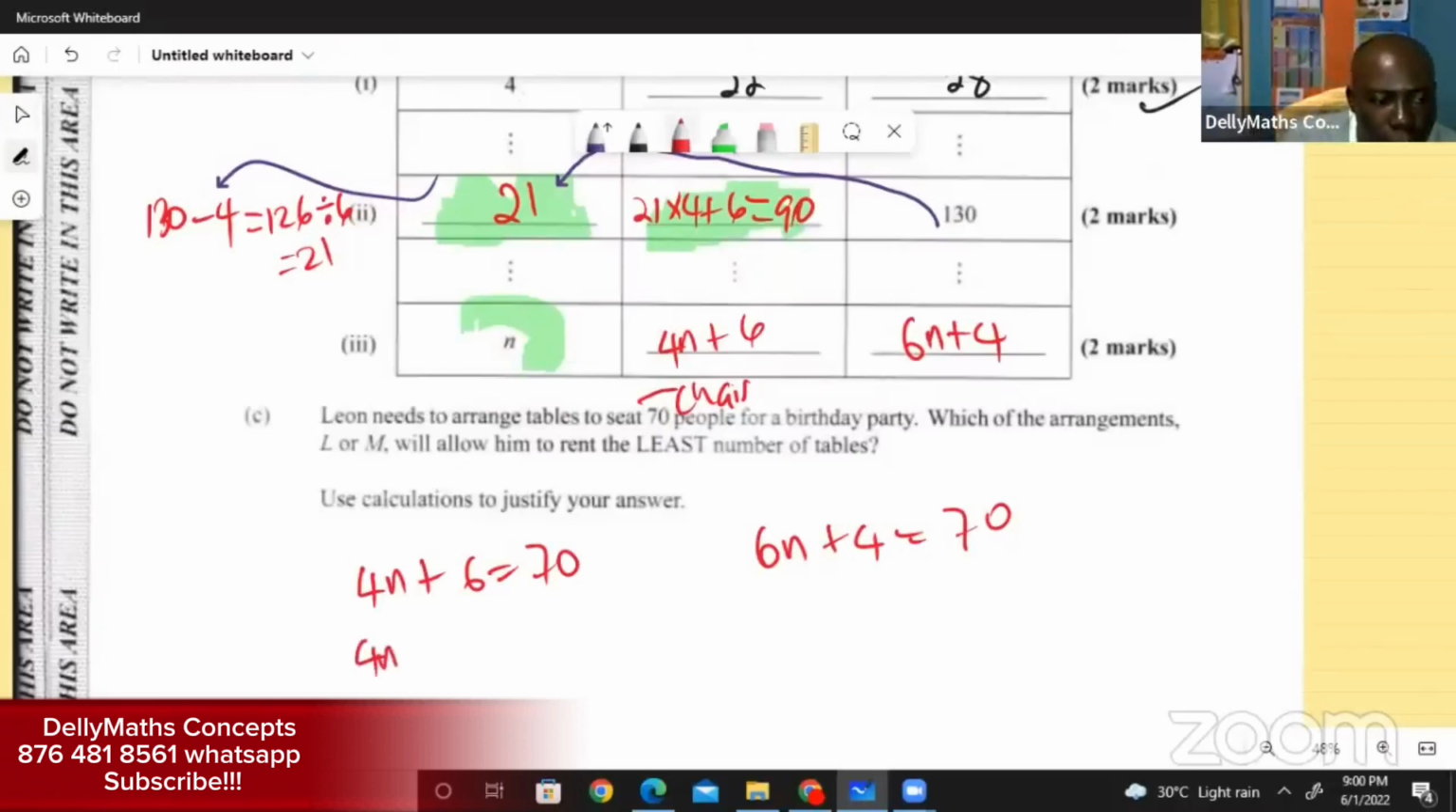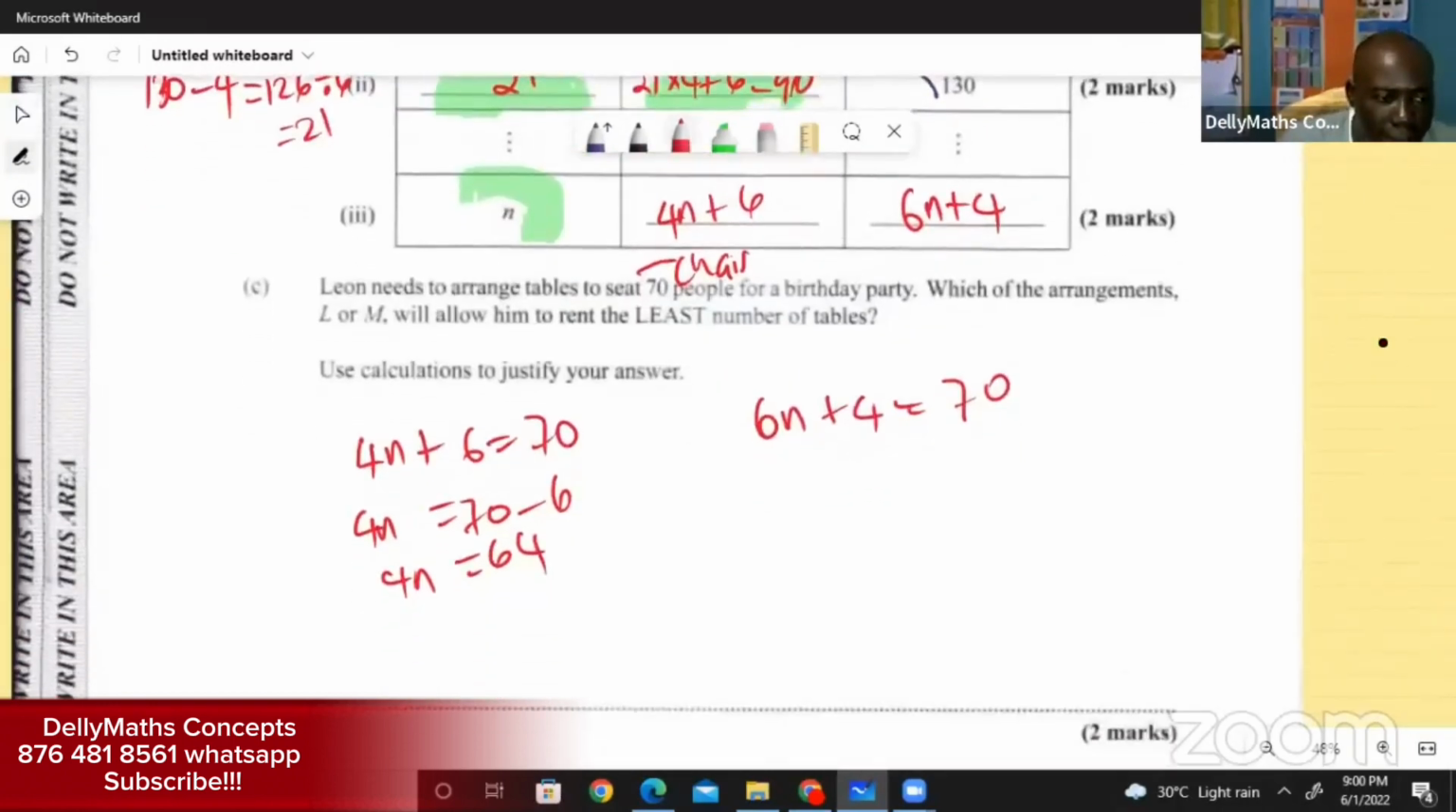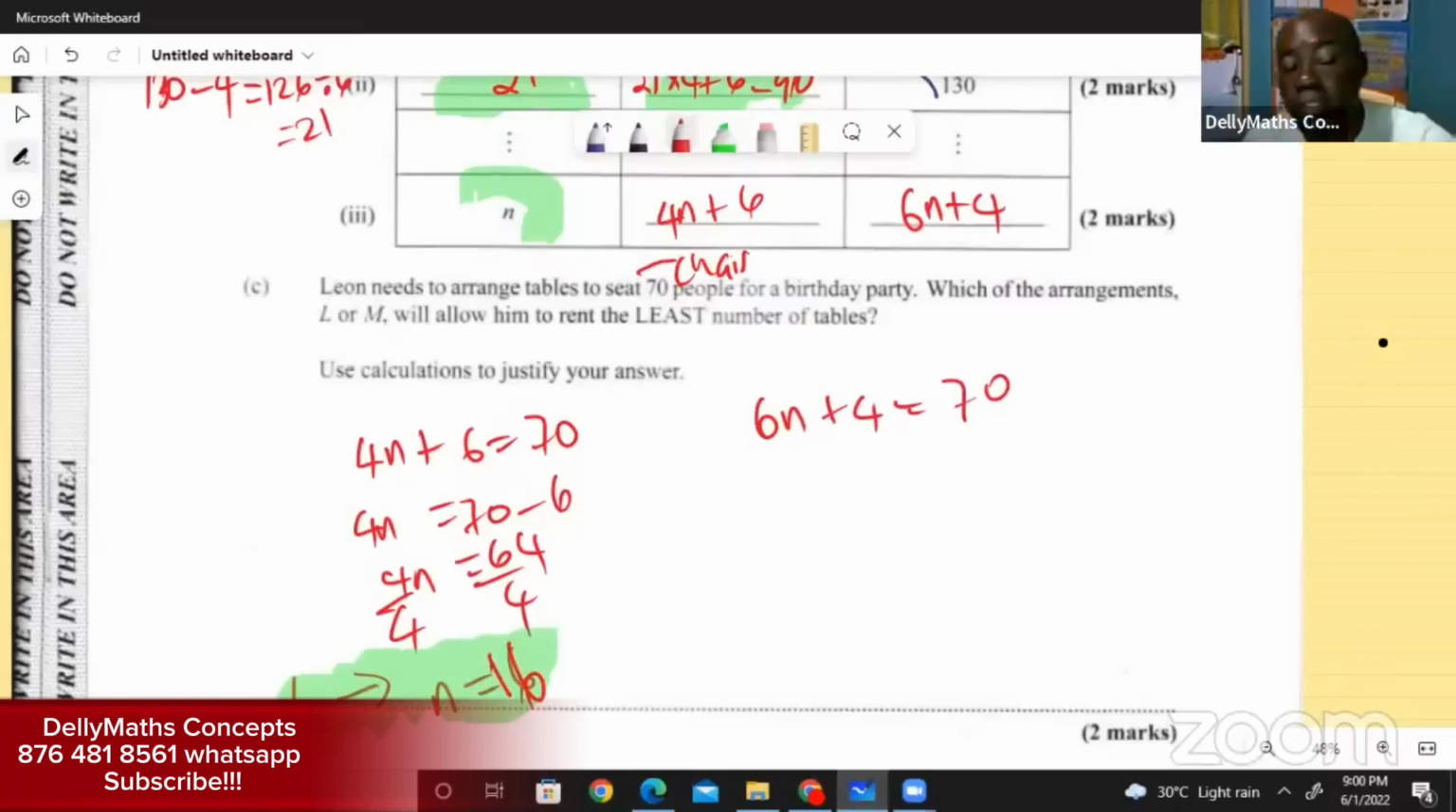So let us go. 4n is equal to 70 minus 6. So 4n is equal to 64. Divide that by 4. 64 divided by 4, n is equal to 16. Under the L arrangement, it is 16 tables they would need. 16 tables for the L arrangement.